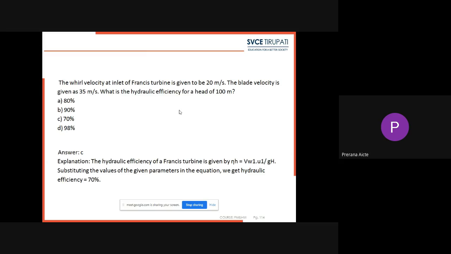The explanation is, the hydraulic efficiency of a Francis turbine is given by eta H equals VW1 into U1 by GH. So substituting the values of the given parameters in the equation, we can get the efficiency as 70%.